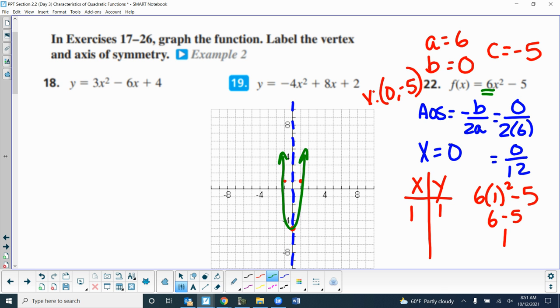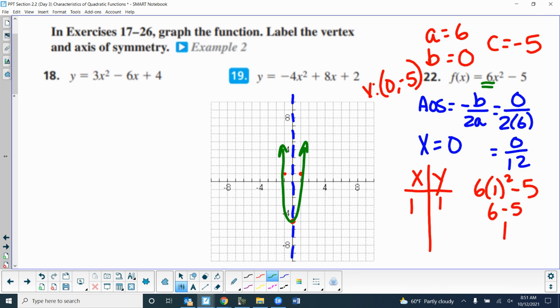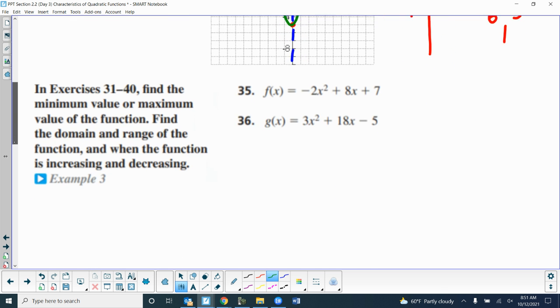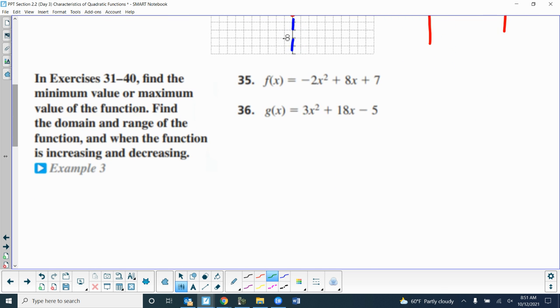All right. Any other questions? 18, 19, or 22? All right. What about 35 or 36? Didn't have to do any graphing. We just had to find the max or minimum value, domain and range, increasing, decreasing stuff. Does it make sense with the ones I did that you're looking at, that you checked? Any questions?